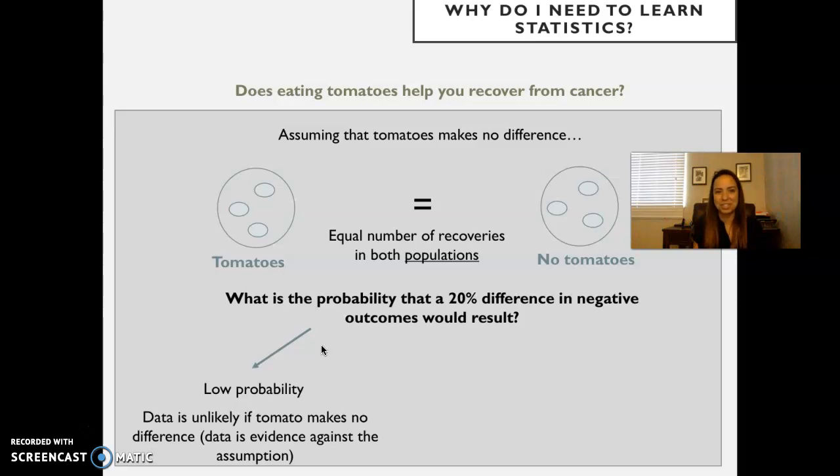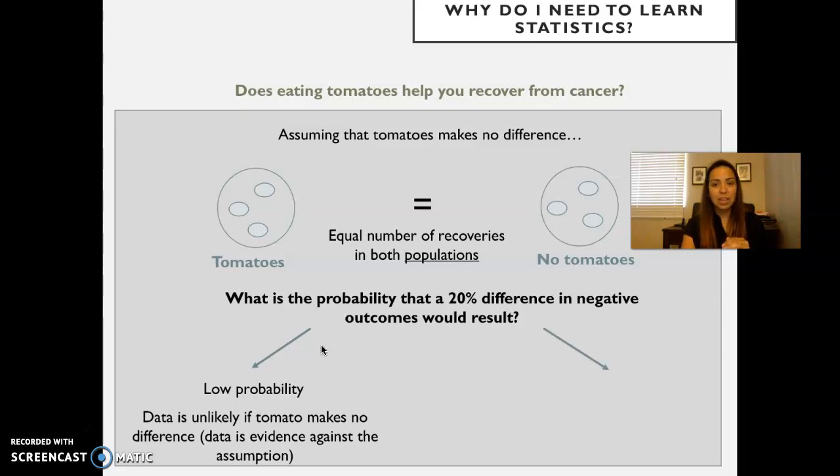That's how stats work. So I assume that tomatoes make no difference. That's the null hypothesis that I'm making there. And then stats gives me the probability that if I assume no difference, I would see the particular difference that the study is showing me. And if that probability is low, I say that my data is very unlikely if I assume that there is no difference. So I say, I'm not going to accept or reinforce the null hypothesis. There's no evidence for that null hypothesis.